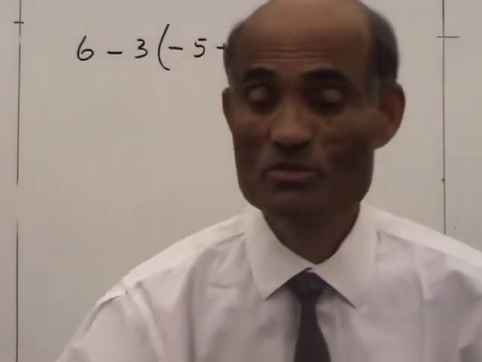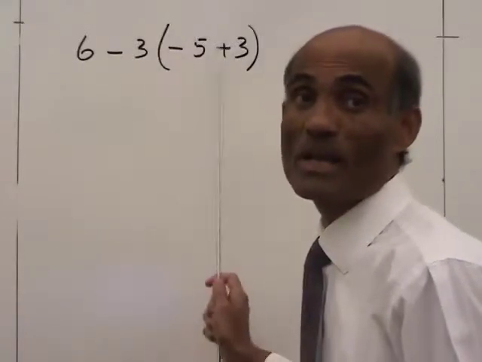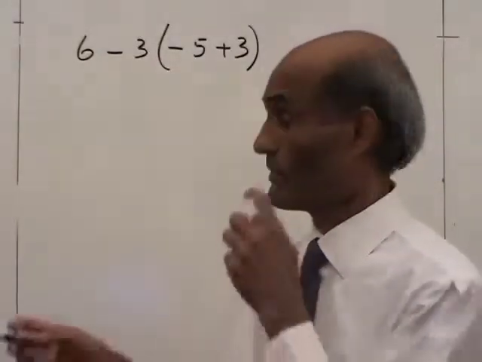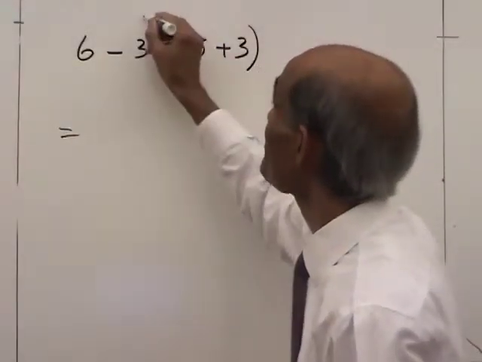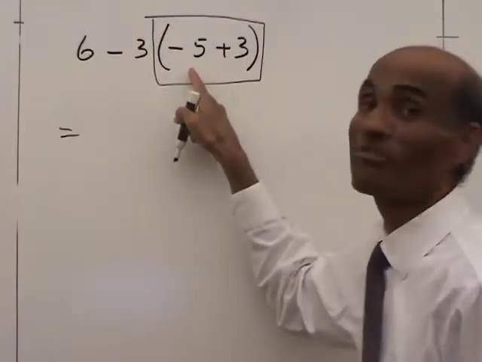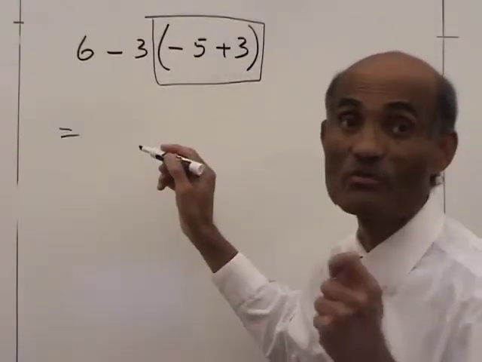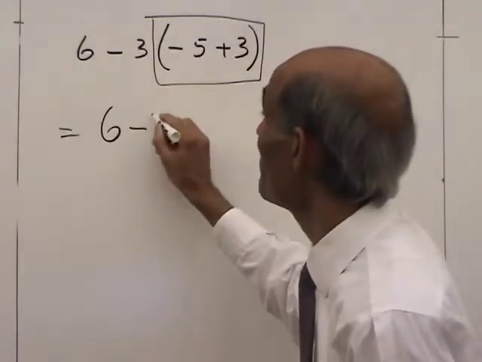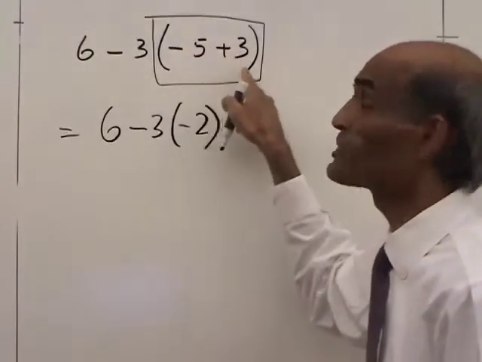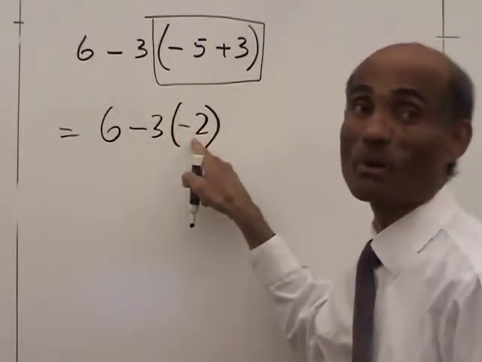Alright, the first question is simplify 6 minus 3 in parentheses negative 5 plus 3. Well, first of all, you need to simplify inside the parenthesis. What is negative 5 plus 3? Negative 5 plus 3 is negative 2. So that will be 6 minus 3 times negative 2. Look at that. That parenthesis means multiply. So negative 3 is now multiplied by negative 2.